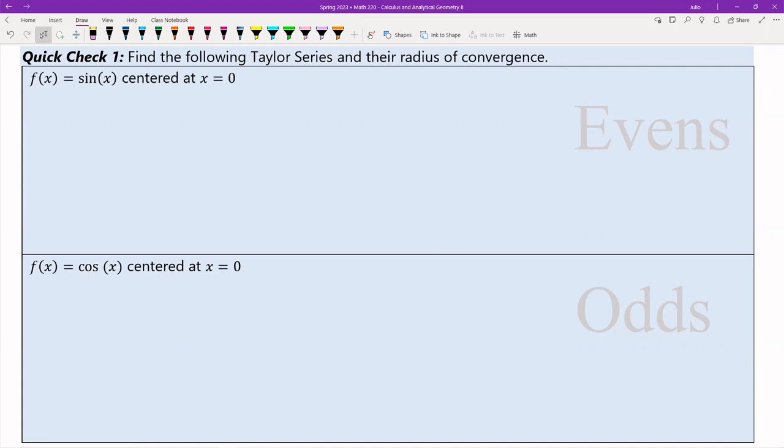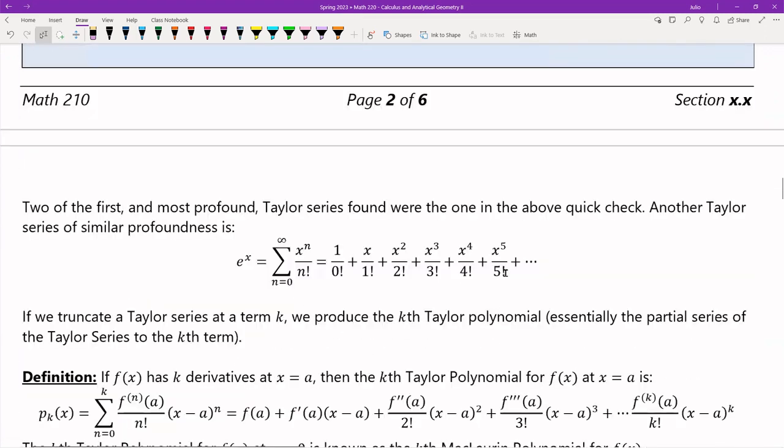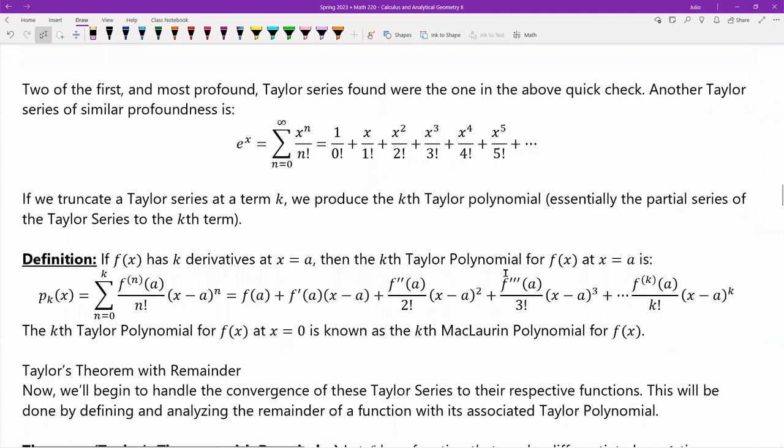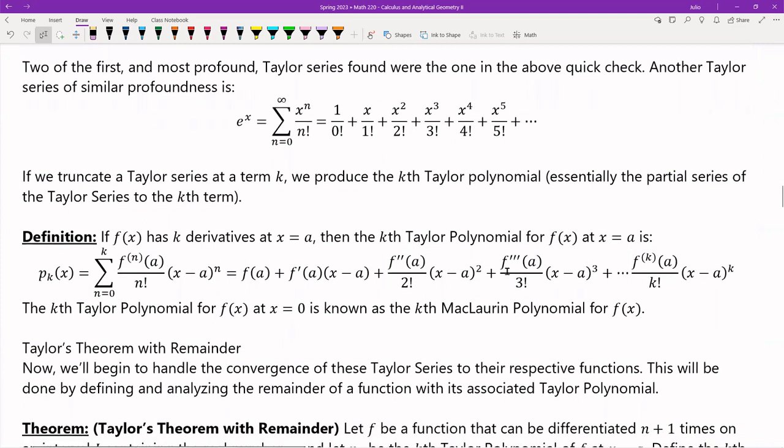And it turns out the Taylor series that you find in your quick checks are the most profound ones. There are three big ones that really are super important in the study of higher level maths once you get there. It's the Taylor series expansion for sine of x, the Taylor series expansion for cosine of x, and then the third more important one is the Taylor series expansion of e to the x, which is this one.